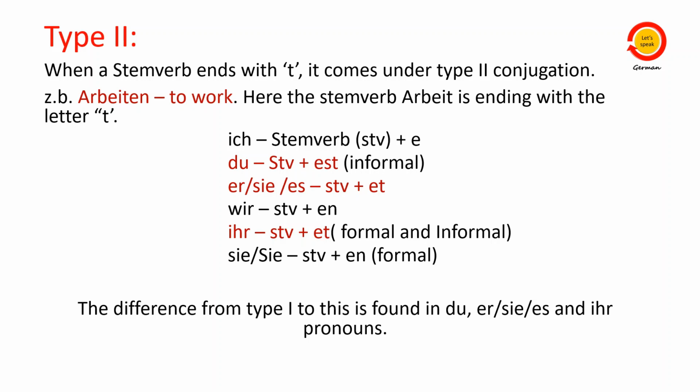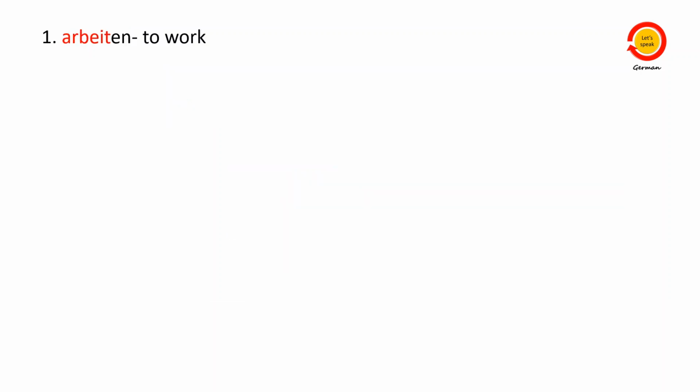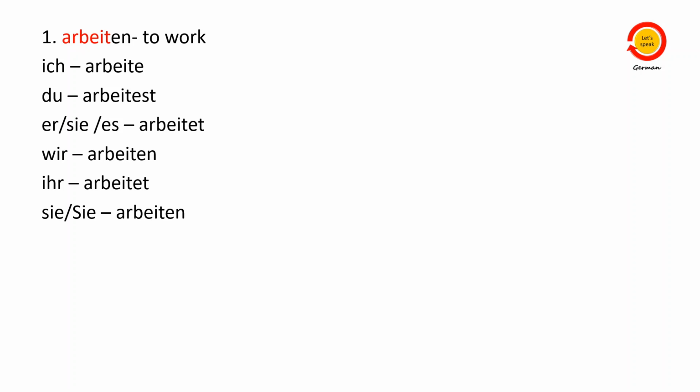The first verb with this pattern is arbeiten, to work. Ich arbeite, du arbeitest, er/sie/es arbeitet, wir arbeiten, ihr arbeitet, sie arbeiten. Please repeat after me.